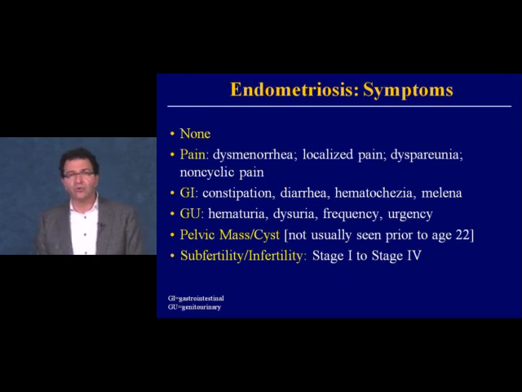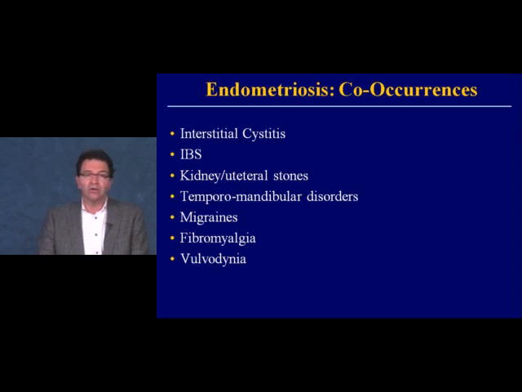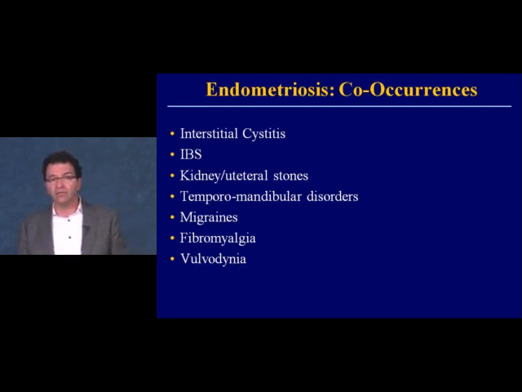Pelvic masses or endometriomas are rare younger than age 22. They do occur, but they're not common. There are many co-occurrences: interstitial cystitis, IBS, kidney stones, TMJ, migraines, fibromyalgia, and vulvodynia have all been reported in women with endometriosis.